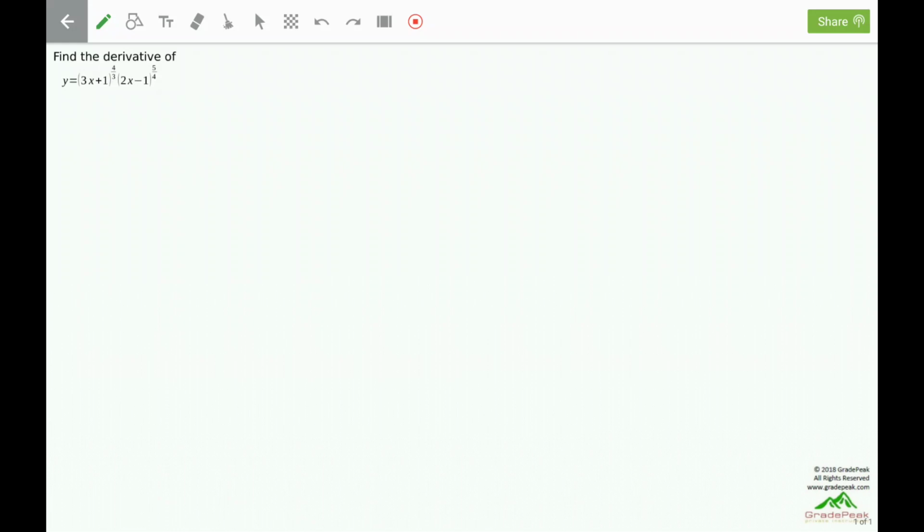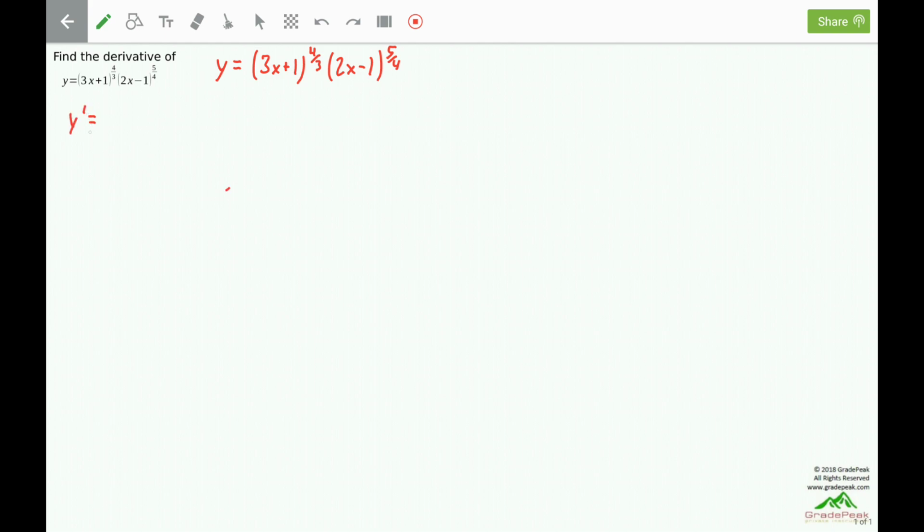Find the derivative of y equals (3x plus 1) to the 4/3 times (2x minus 1) to the 5/4. So y here is the product of two functions. We have the 3x plus 1 raised to the fractional exponent of 4/3, and we have the 2x minus 1 raised to the fractional exponent of 5/4. Since we have a product of functions, our derivative will involve the product rule.